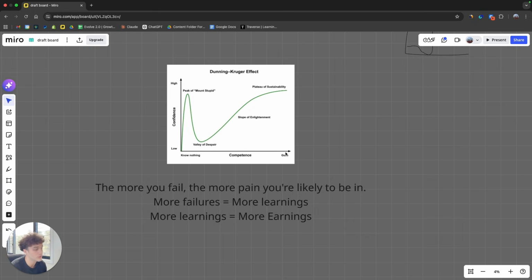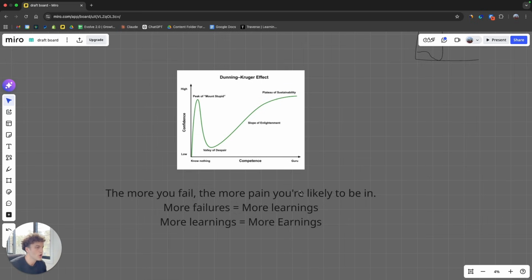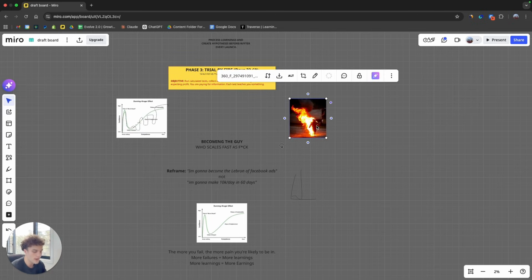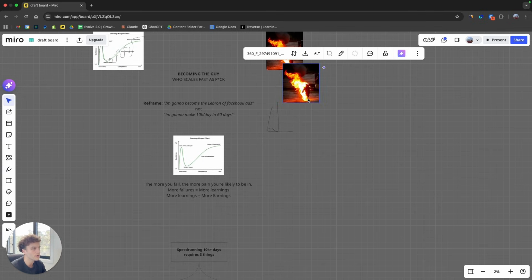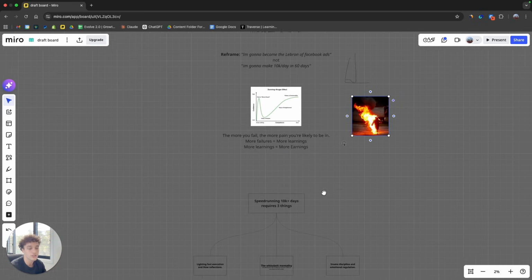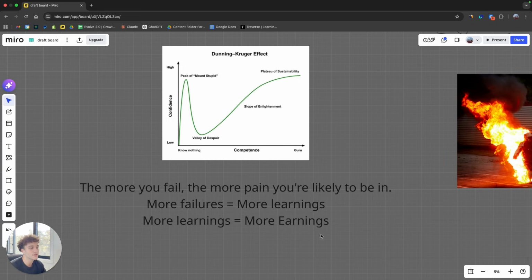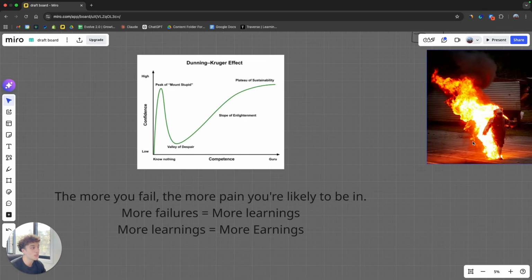Just bringing it back to this graph here and giving you guys an actionable, tangible example: the more you fail, the more pain you're likely to be in. And that's why I said trial by fire, because this entire process is going to be us failing and losing money and most likely being confused at a lot of the stuff that's going on. Because a big misconception, just to point out, is that it's okay to be confused in the beginning. You don't have to have everything figured out.